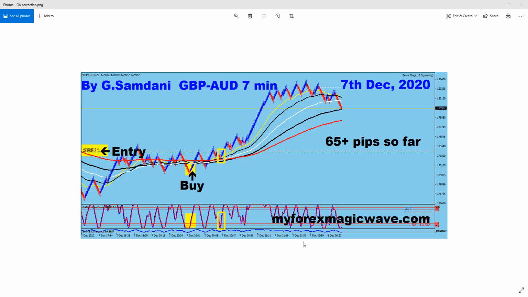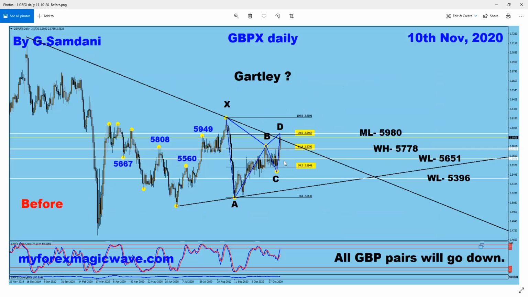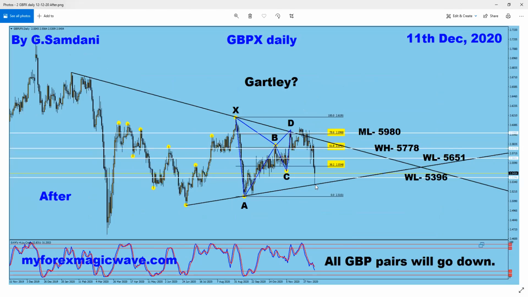The daily chart I made for the pound index was this one here, right? So this is until November, and here we're going to drop. This is a harmonic pattern, and we're supposed to come down to this rising TL and even more than that. Last week, yesterday, Friday, we ended up here. So because of this, all pound pairs start dropping. It says here, all pound pairs will go down.